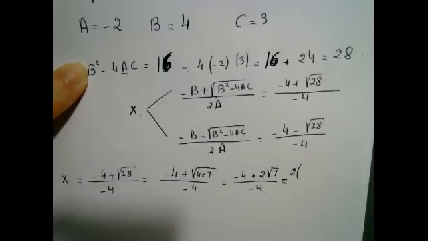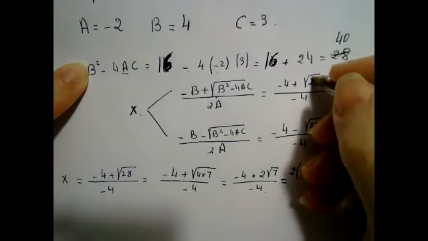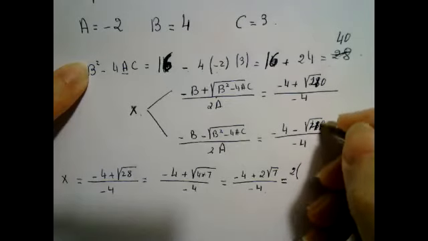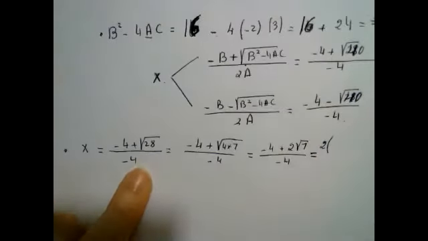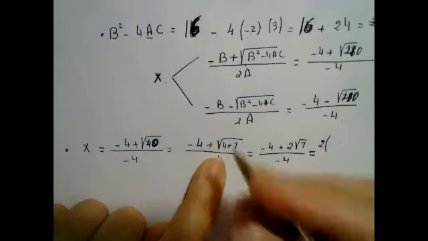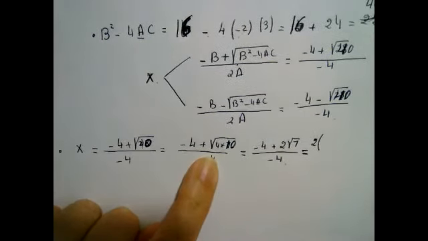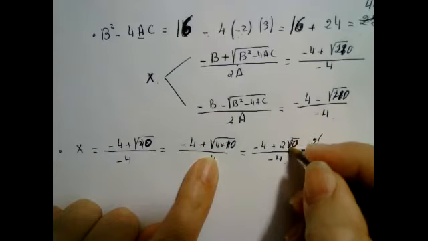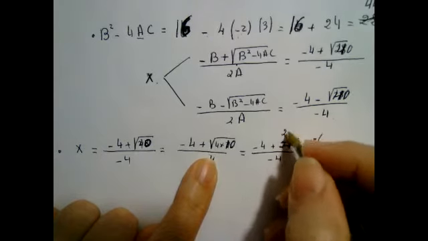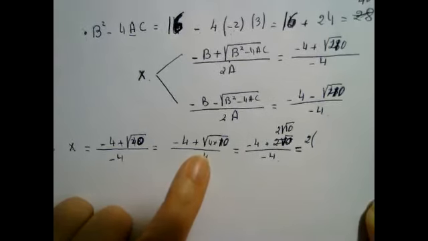Okay, so it's 40. Very good. 40. So this will become what? This will become 10, right? And this will turn into 10. So this will become 2 square root of 10. Okay, thank you very much.